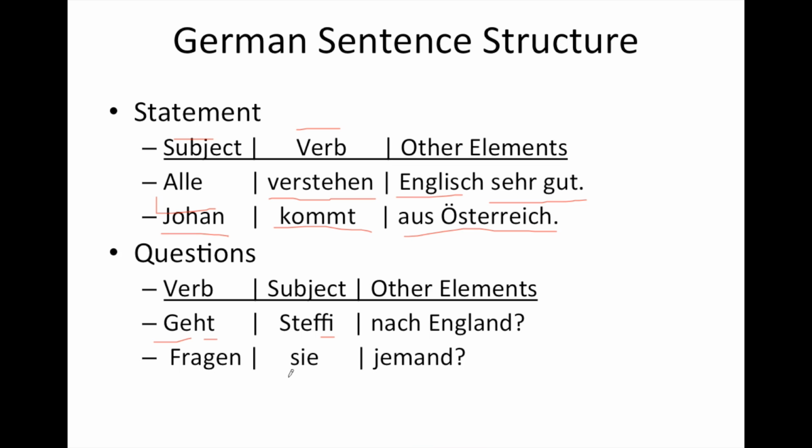Fragen Sie jemand? Do they ask someone or are they asking someone? So we start with the verb, fragen, what are they doing? And then the people who are doing it, sie, and then any other elements, whom are they asking? So fragen Sie jemand? Are they asking someone? So since practically all German sentences follow this formula, you can already say quite a bit if you just have this word order down pat.